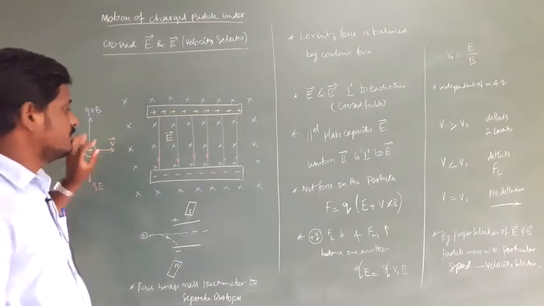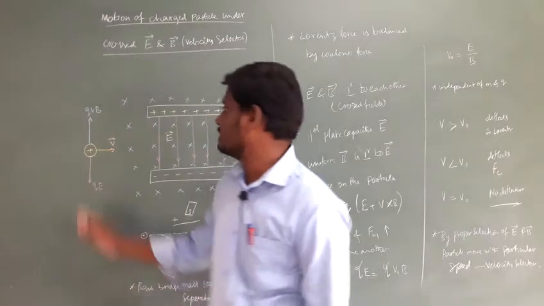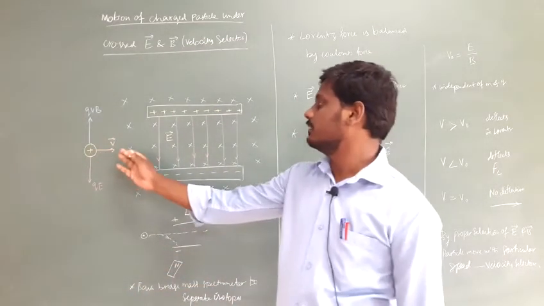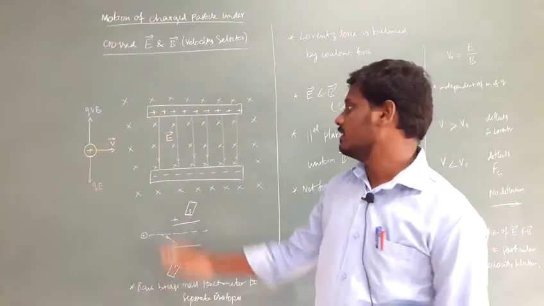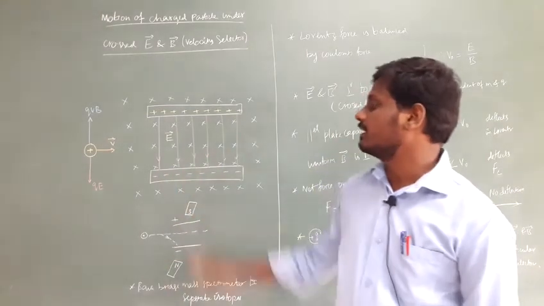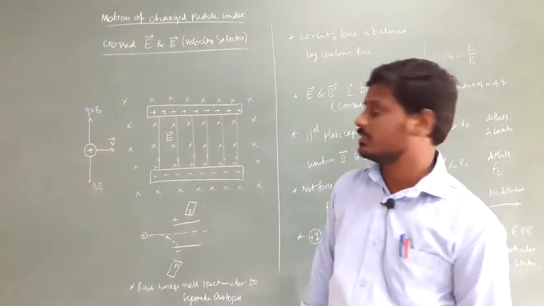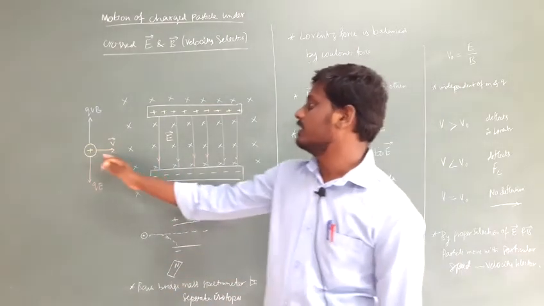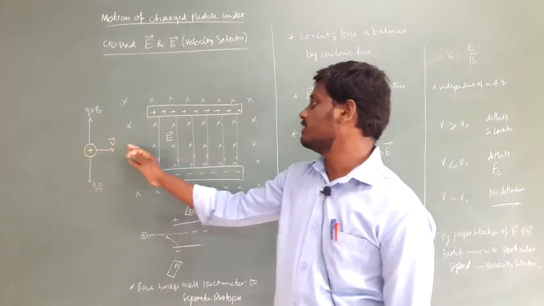Consider a positive charge moving with velocity v. It enters into a uniform magnetic field as well as a uniform electric field. The electric field and magnetic field are perpendicular to each other. Due to that, there is a change if the positive charge enters into the electric field.